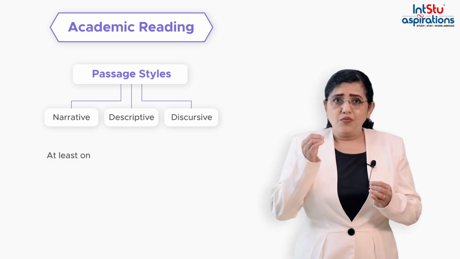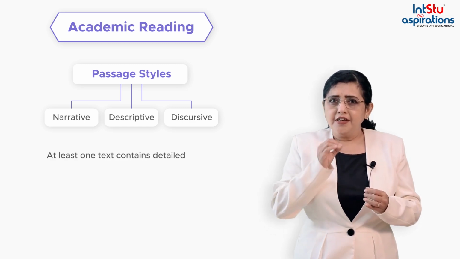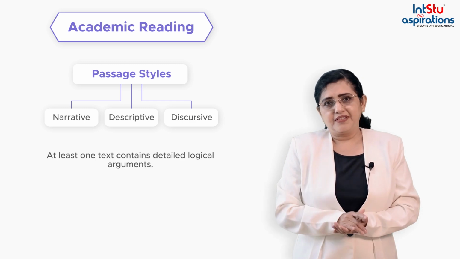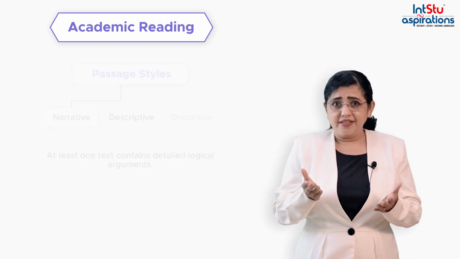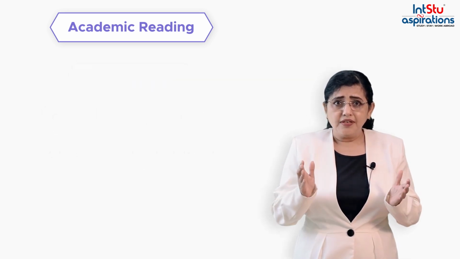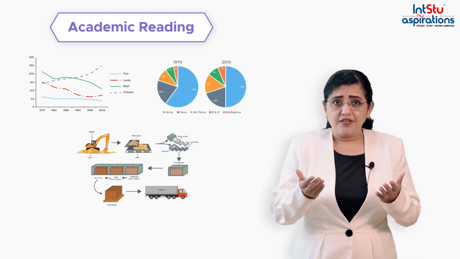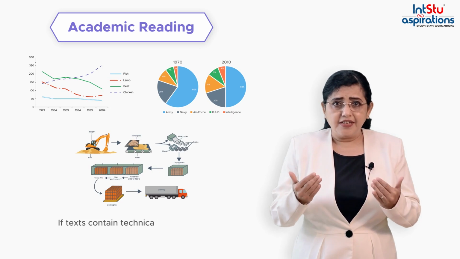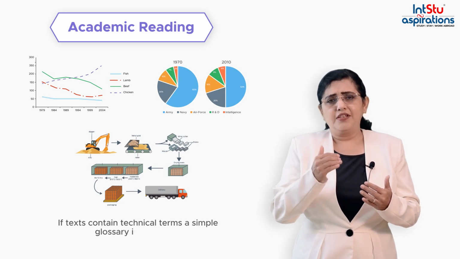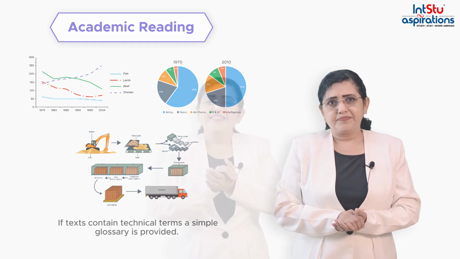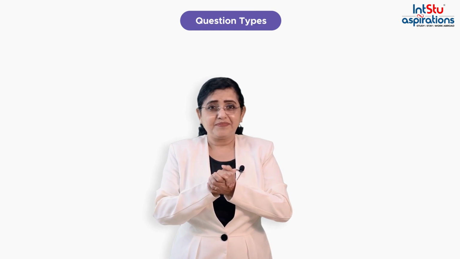At least one text contains detailed logical arguments. Text may contain non-verbal material such as diagrams, graphs, illustrations. If text contains technical terms, a simple glossary is provided. In this video, I will tell you about a variety of question types.